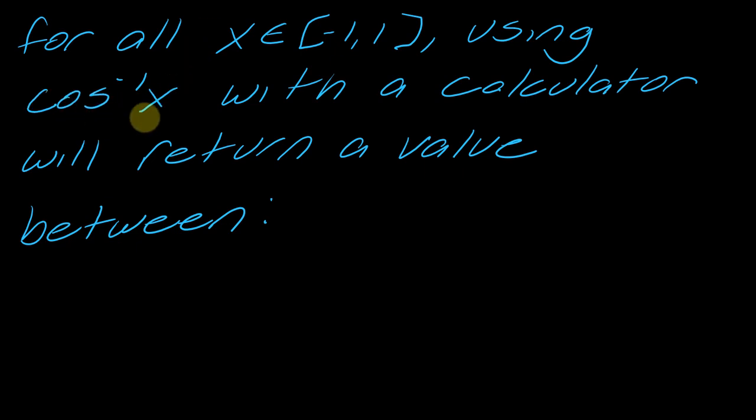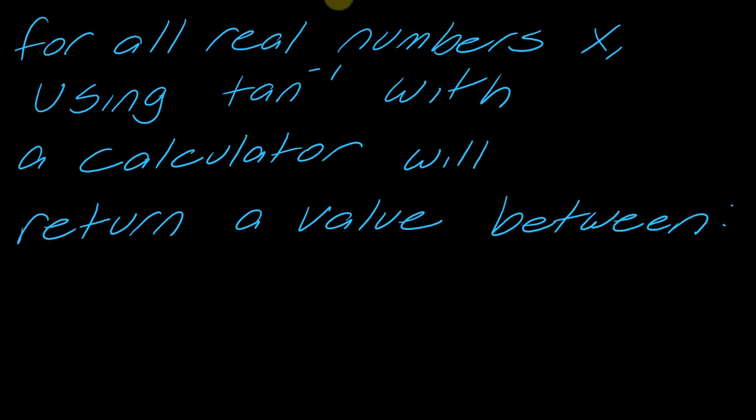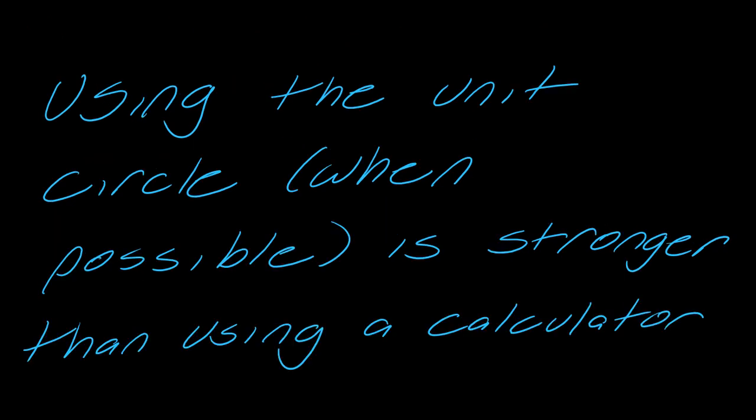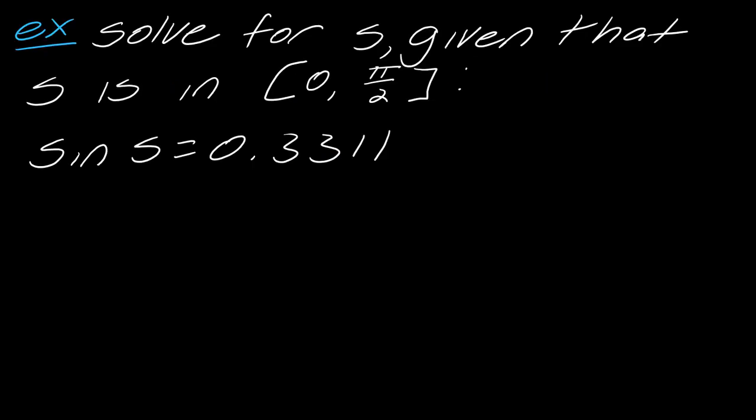If you have inverse cosine and your x's are still between -1 and 1, a calculator will return a value between 0 and pi. And finally, if we're talking about all real numbers of x, using inverse tangent with the calculator will return a value between -pi/2 and pi/2. Okay, so using the unit circle when possible is stronger than using a calculator, and I'll show you an example of that as we go along.